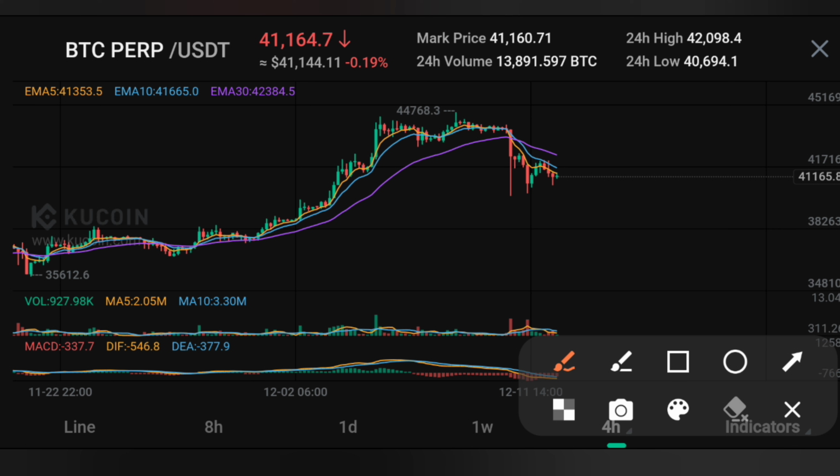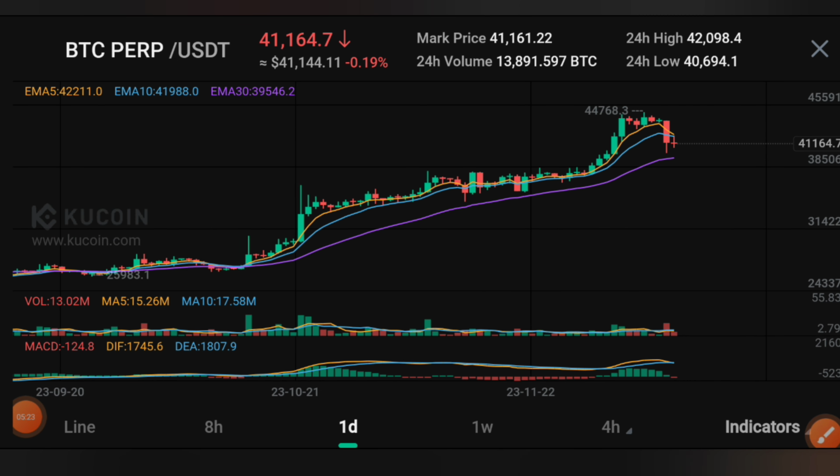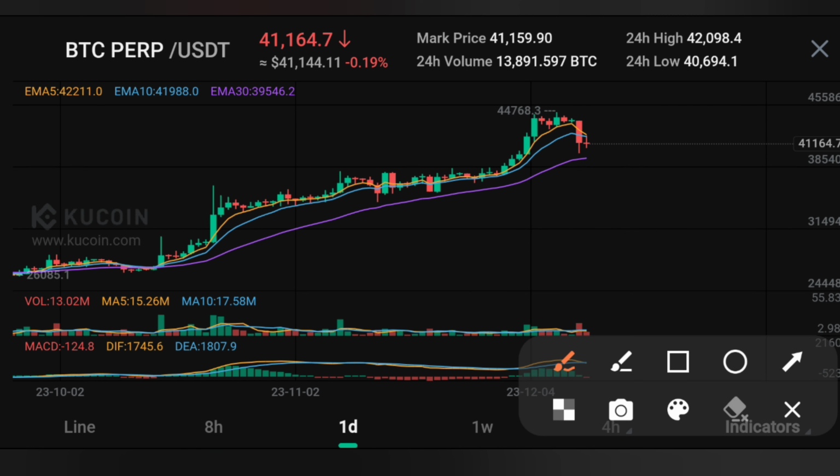I want to warn you guys, there is still more downside to come in the shorter term. If you remember my previous video, I want you to look at all these green candles.